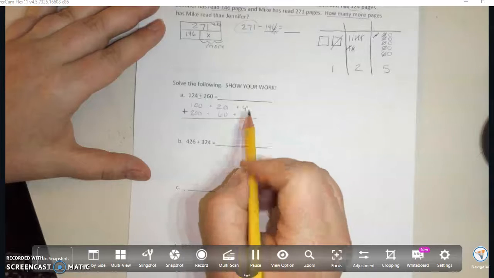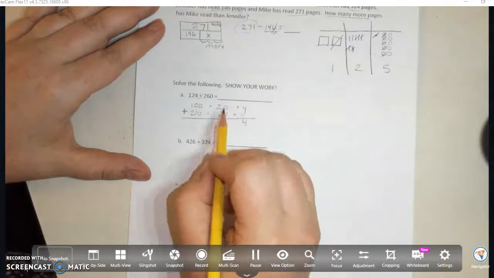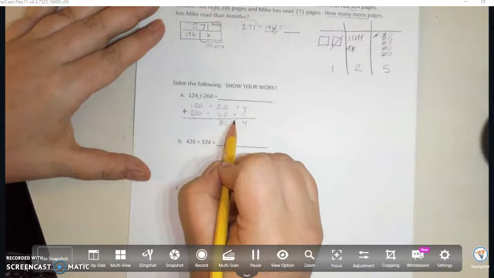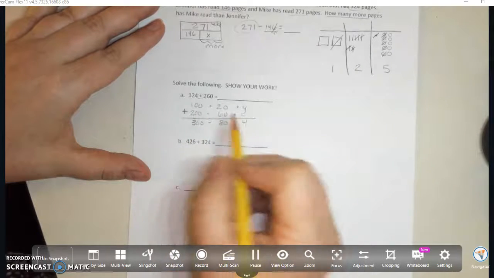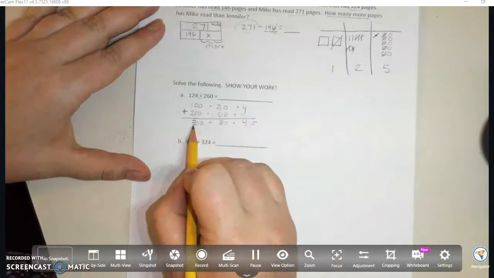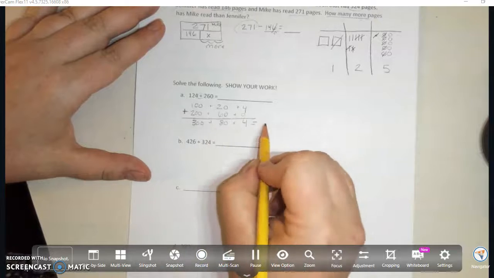4 plus nothing is 4. 20 plus 60 is 80. And 100 plus 200 is 300. Adding those all together, 384.